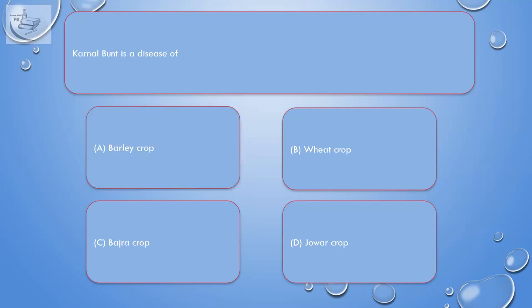Question: Karnal bunt is a disease of A. Barley crop. B. Wheat crop. C. Bajra crop. D. Jowar crop. Correct answer is B. Wheat crop.